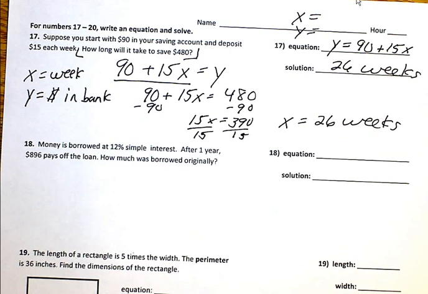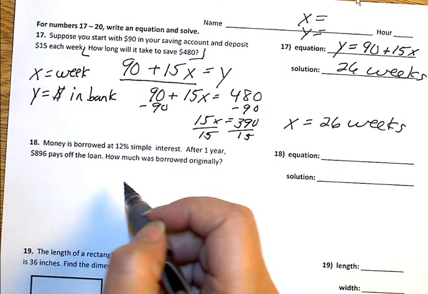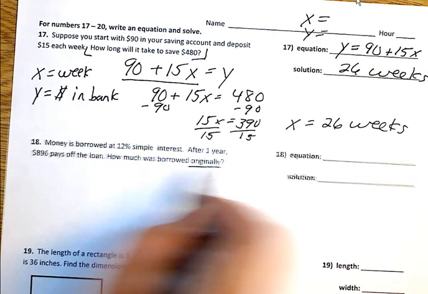All right, so we have here 18. Money is borrowed at 12% simple interest. At 1 year, $896 pays off the loan. How much was borrowed originally? So the first thing that you want to do is you want x to be the original amount.